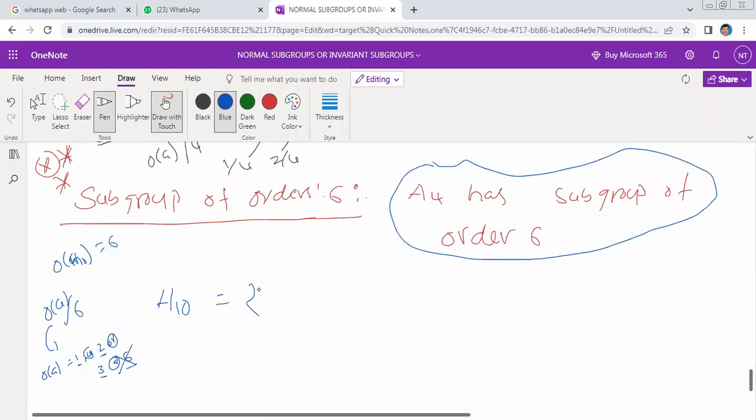Element of order 1 is identity. Okay, I am taking identity. Element of order 2. What are the elements of order 2? (1 2)(3 4), (1 3)(2 4), (1 4)(2 3). These are all the 3 elements of order 2.